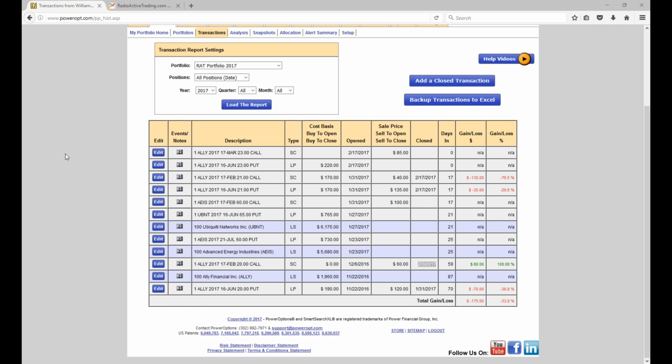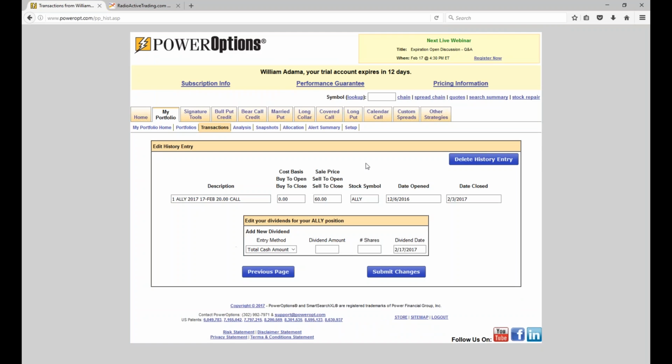Delete a sale from the analysis. Okay, so I'm in the transactions field. I'm going to go ahead and click edit. And now from the transactions field, I can choose to delete this record of the option sale.